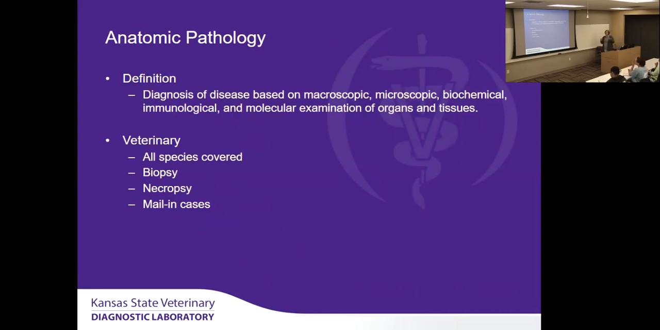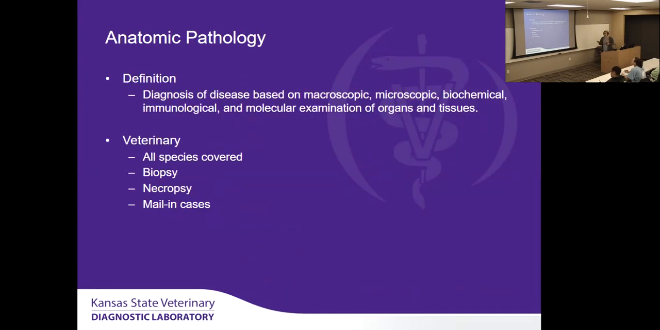Anatomic specifically, so what we're trying to do is get a diagnosis of disease based on macroscopic, or what you can see with your eyes, microscopic, biochemical, immunological, and molecular examinations of organs and tissues. So we have lots of different tests that we can do on those tissues once we get the sample or once we necropsy the animal.